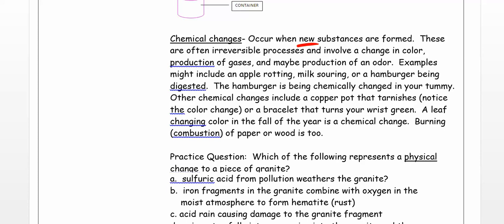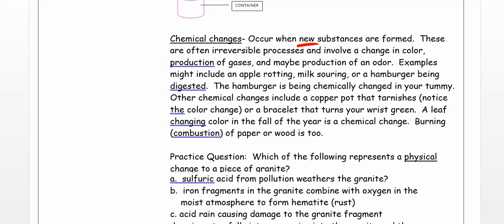Other chemical changes include a copper pot that tarnishes. Notice the color change, or a bracelet that turns your wrist green. A leaf changing color in the fall of the year is a chemical change. Notice the change in colors is a sign that a chemical change is occurring. Burning or combustion of paper or wood is a chemical change.